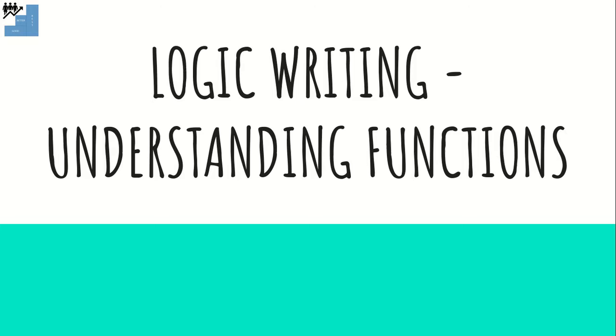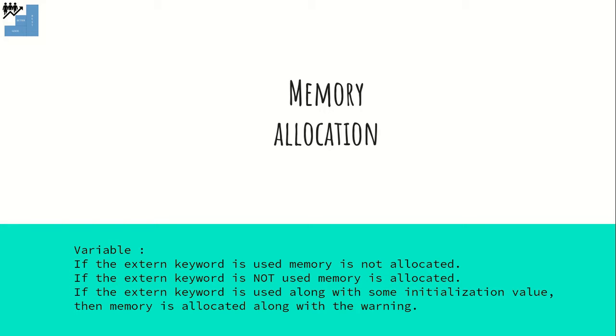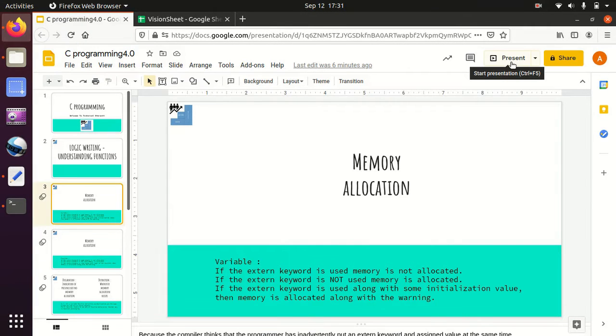Today we'll learn something about functions. For that, the first step is to understand how memory allocation happens to variables and functions. Wherever we use the extern keyword with a variable or a function, there the memory allocation does not happen. It is just to show that this particular variable or function exists, and at the stage of linking you will find it somewhere in some or the other library.